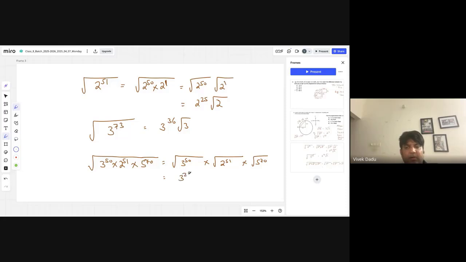3 power 25. 5 power 70 also I can directly write the answer. 5 power 35. This guy I will have to work a little more. Same thing as earlier. Then individual. Which becomes 3 power 25 into 2 power 25 into root 2 into 5 power 35. Getting?